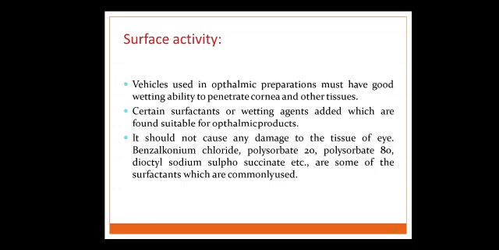Vehicles used in ophthalmic preparations must have a good wetting ability to penetrate the cornea and other tissues. Certain surfactants or wetting agents which are found suitable for ophthalmic products are added. They should not cause any damage to tissue of the eye. Benzalkonium chloride, polysorbate 20, polysorbate 80, dioctyl sodium sulfosuccinate, etc., are some of the surfactants which are commonly used.